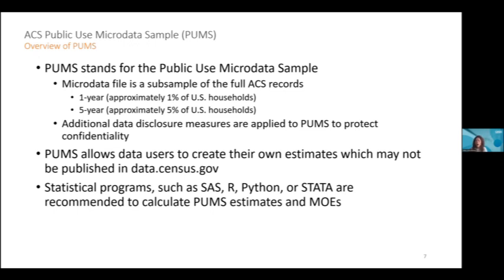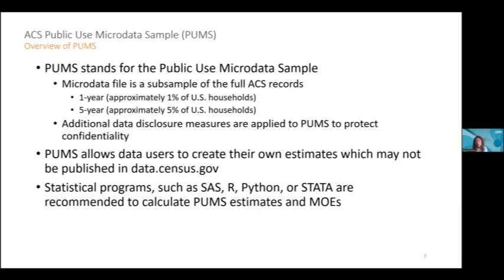Additional restrictions are added to protect data confidentiality, such as including broader categories of data or grouping together extreme values in the form of top and bottom coding. And you're going to see a couple examples of this top coding in my demonstration.